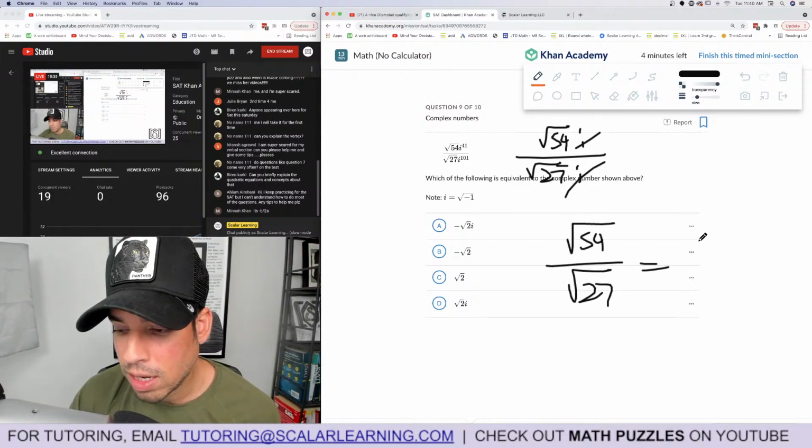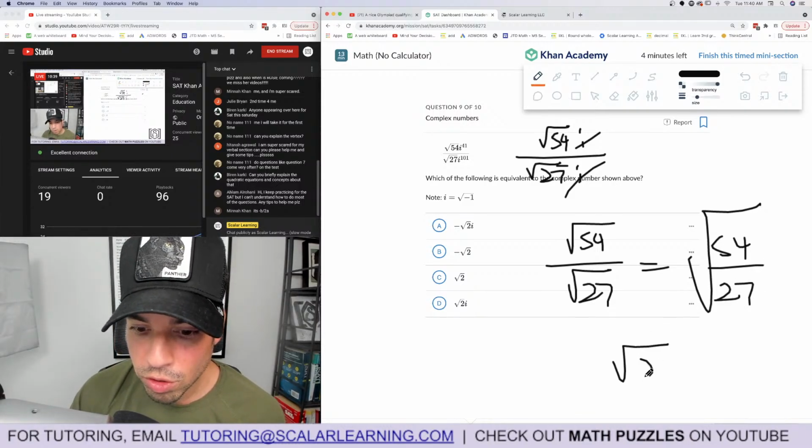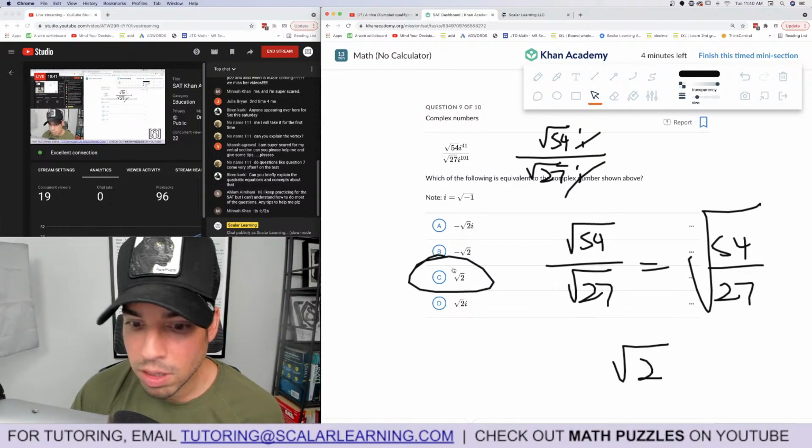You can also rewrite that as this. And that becomes the square root of 2. The C is the winner. Boom, done. 4 minutes left.